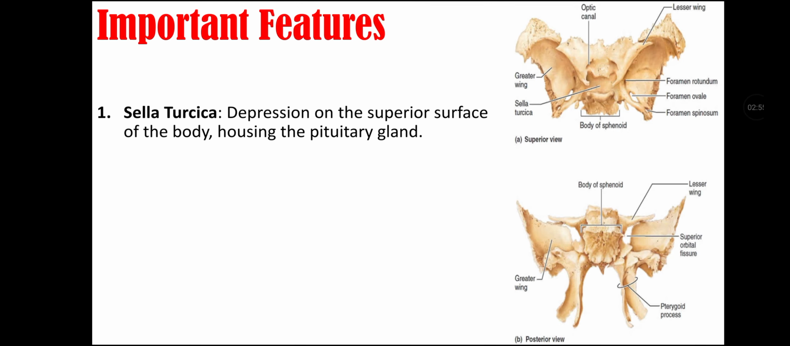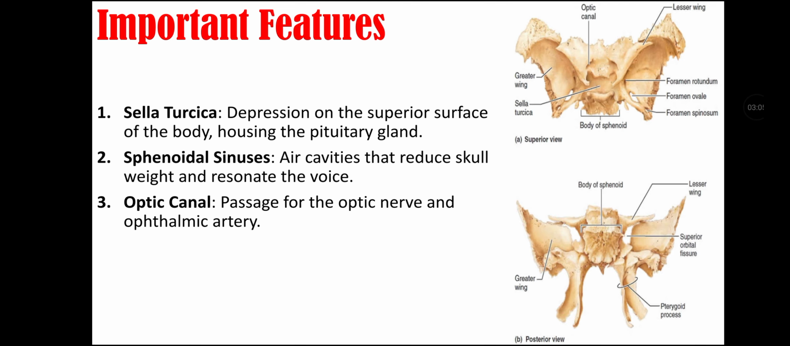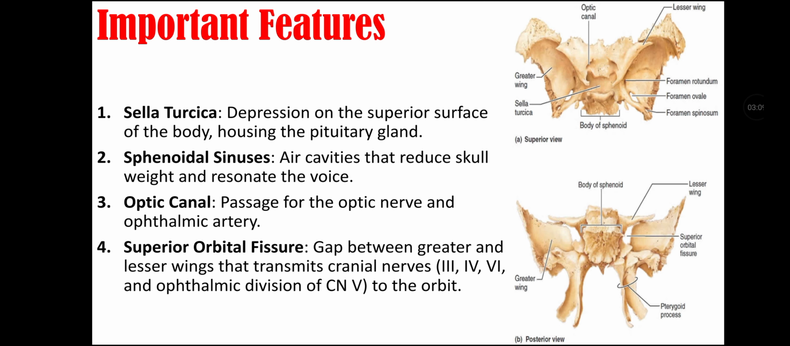Important features of sphenoid bone include sella turcica, that is a depression on superior surface of the body that houses the pituitary gland. Second feature is sphenoidal sinuses, that are air cavities that reduce skull weight and resonate the voice. Third feature is optic canal, that is passage for optic nerve and ophthalmic artery. Fourth feature is superior orbital fissure, that is a gap between greater and lesser wing of the sphenoid bone that transmit cranial nerves number 3, 4, 6, and also ophthalmic division of trigeminal nerve to the orbit.